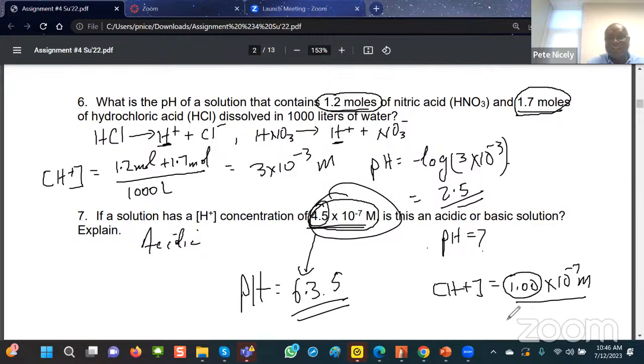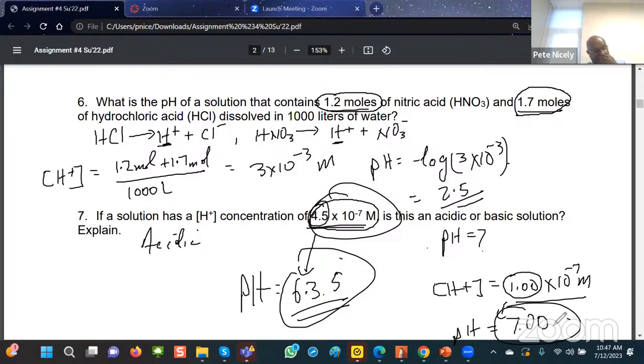If you do the minus log of this, the pH is going to be equal to 7.00, right? Obviously, 6.35 is less than 7. So therefore, again, because the pH is less than 7, that means that the solution is acidic. So either explanation would work, actually.